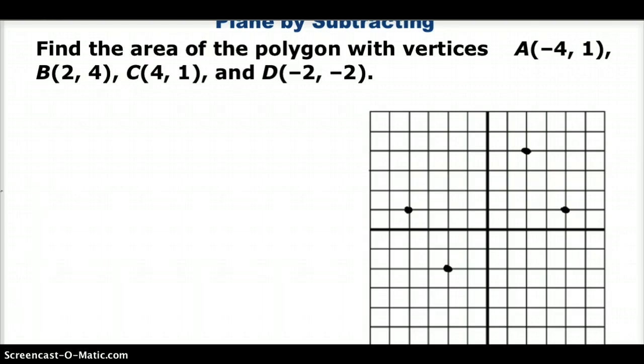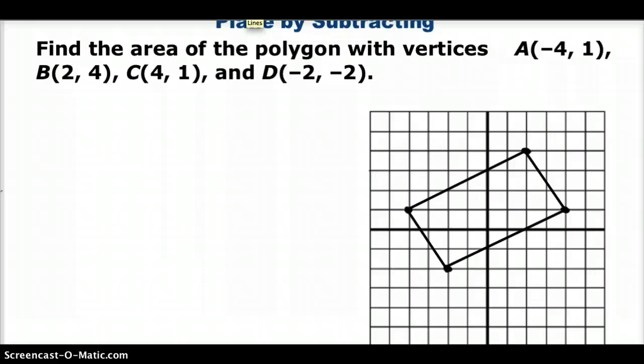I'll start by connecting those. It looks like we may have a rectangle, but I'm not entirely sure yet. So I'll go ahead and just connect these. Again, it looks like a rectangle. I'm not entirely sure it's a rectangle, but what I'm going to do now is make a rectangle around this thing that I actually know is a rectangle.